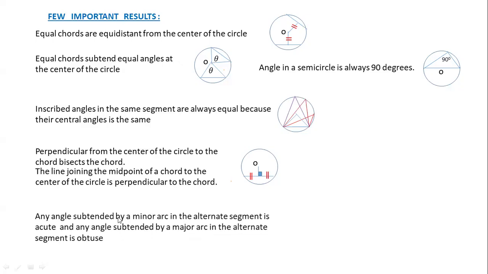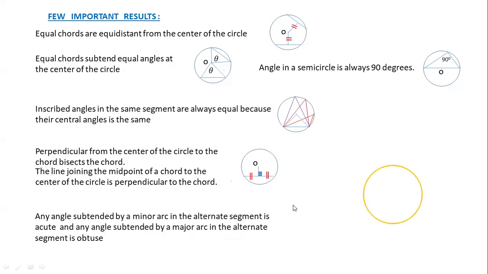Any angle subtended by the minor arc in the alternate segment is acute, and any angle subtended by the major arc in the alternate segment is obtuse. So alternate segment, acute angle, obtuse angle. So let us see how this is.